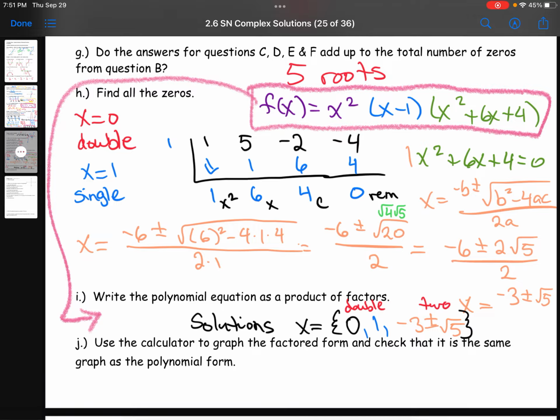Now, take a minute, graph this in the calculator. Graph the factored form, the one boxed in pink. Graph that in the calculator and make sure it matches what we started with.